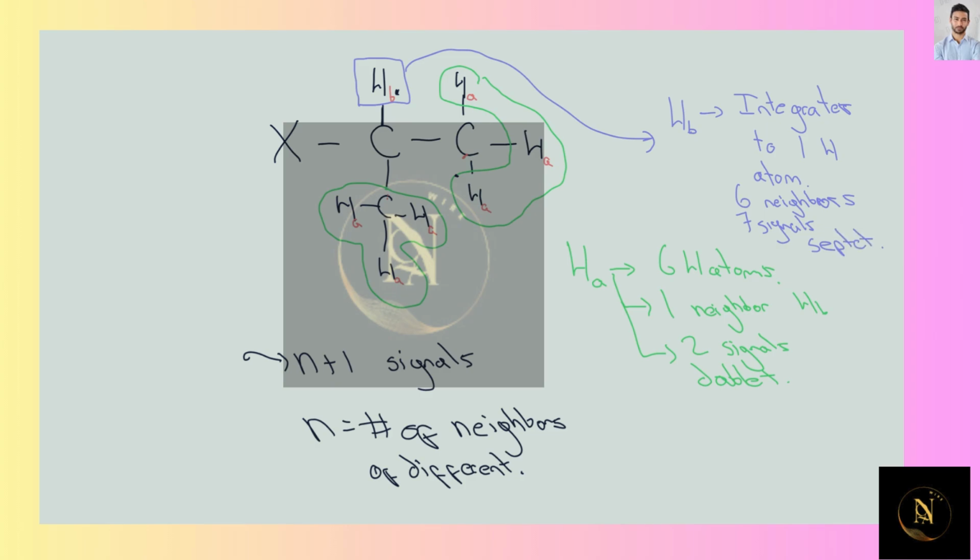So here's where the 1 to 6 ratio comes into account. Hydrogen B integrates to only one hydrogen, and hydrogen A integrates to 6 hydrogen atoms. And that would be all.